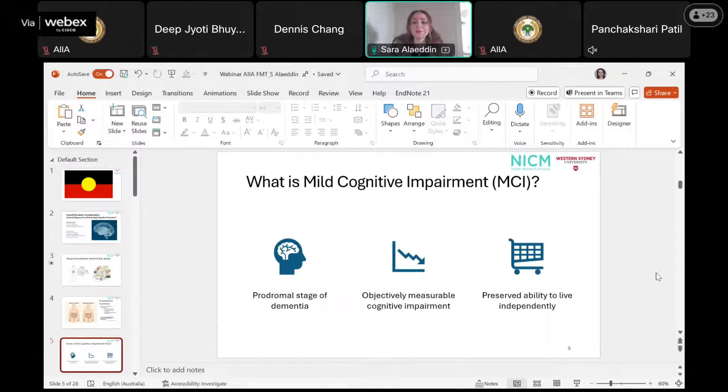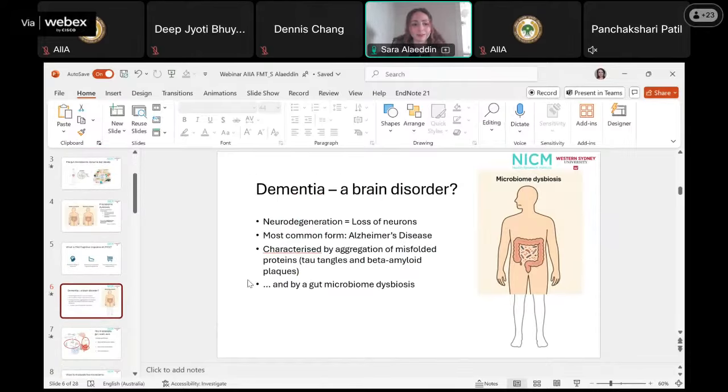So I was just talking about MCI as opposed to dementia. In dementia, people don't have the ability to live independently. In MCI, although we do see a cognitive impairment, the condition is not as far progressed, so they can still take care of themselves.